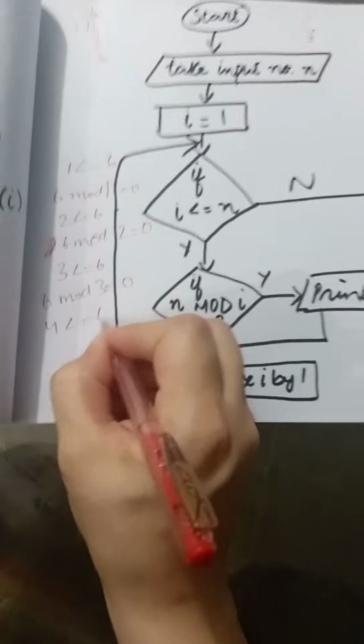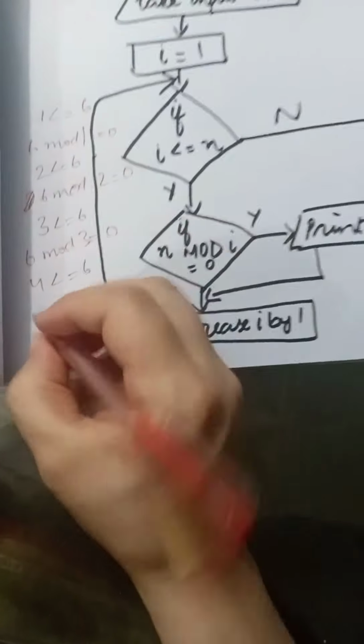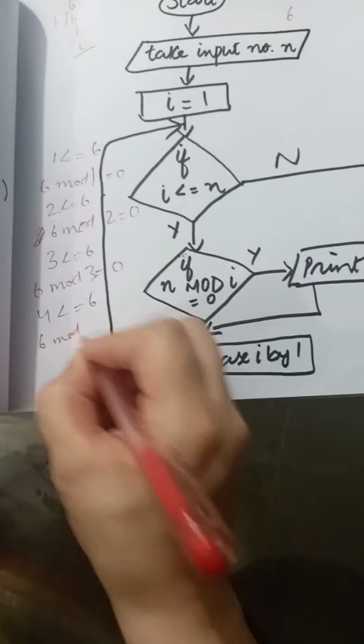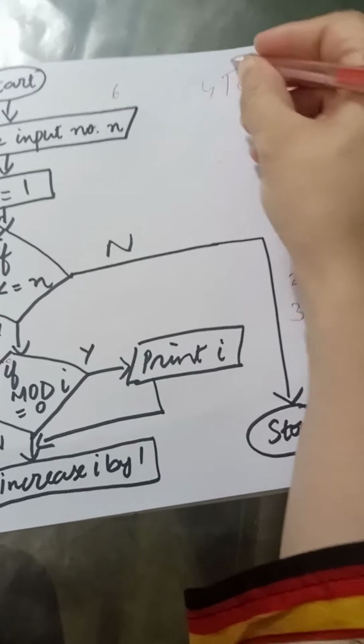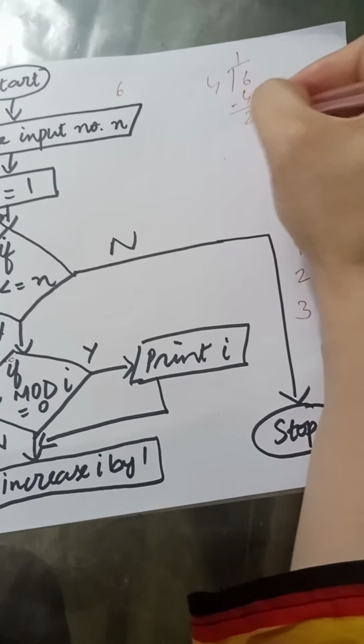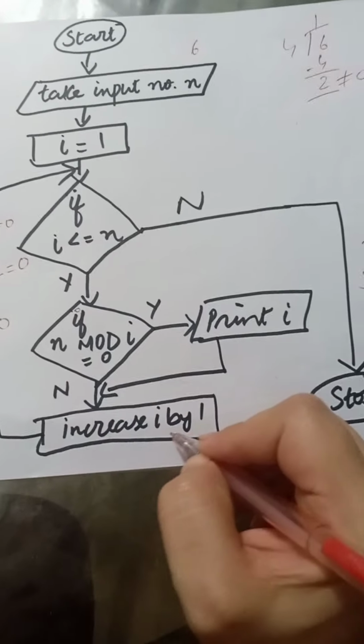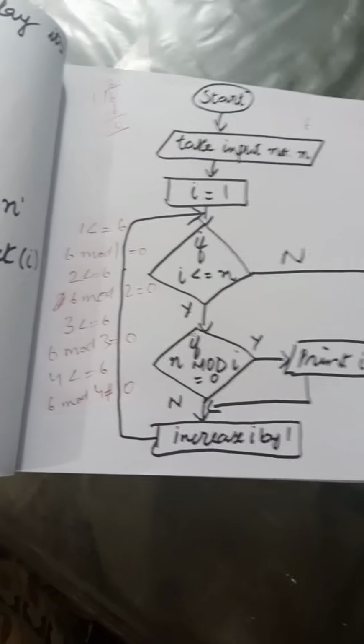4 is less than or equal to 6. Yes. 6 mod 4 is equal to? Now check whether it is equal to 0 or not. 6 divided by 4, 4 ones are 4, 6 minus 4 is 2. Remainder is not equal to 0, so it will not print I. It will simply increment I by 1. Value of I becomes 5.